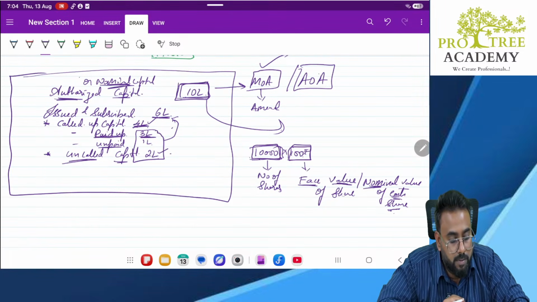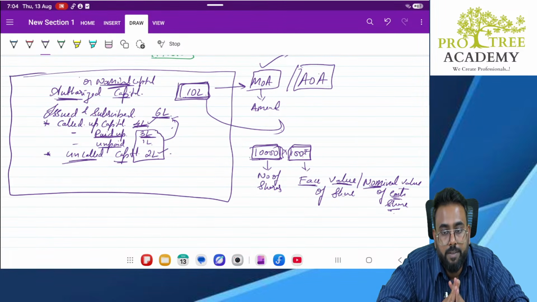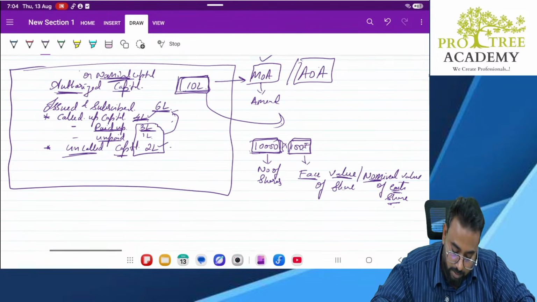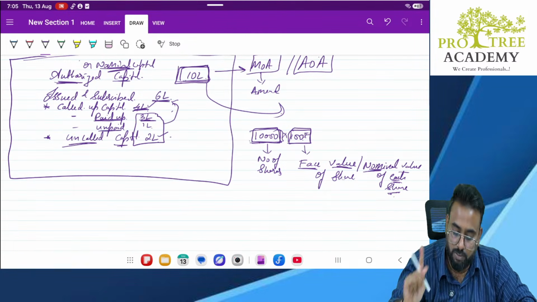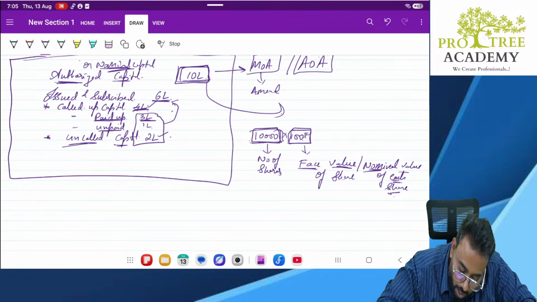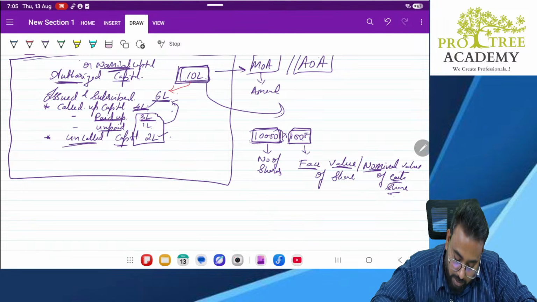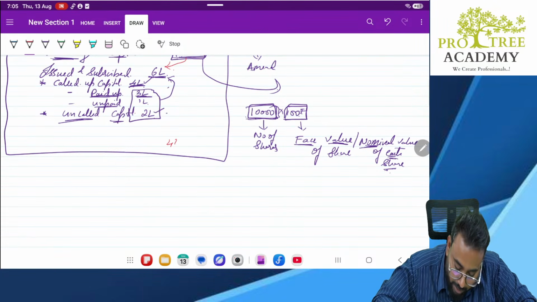Clear? Yes? Everybody? Okay? Sir, one last, okay? Bear with me. Sir, out of this 10 lakh, you are issuing only 6 lakh, no, sir? Correct. Remaining 4 lakhs, what is it called, sir? The remaining 4 lakh is called unissued capital.